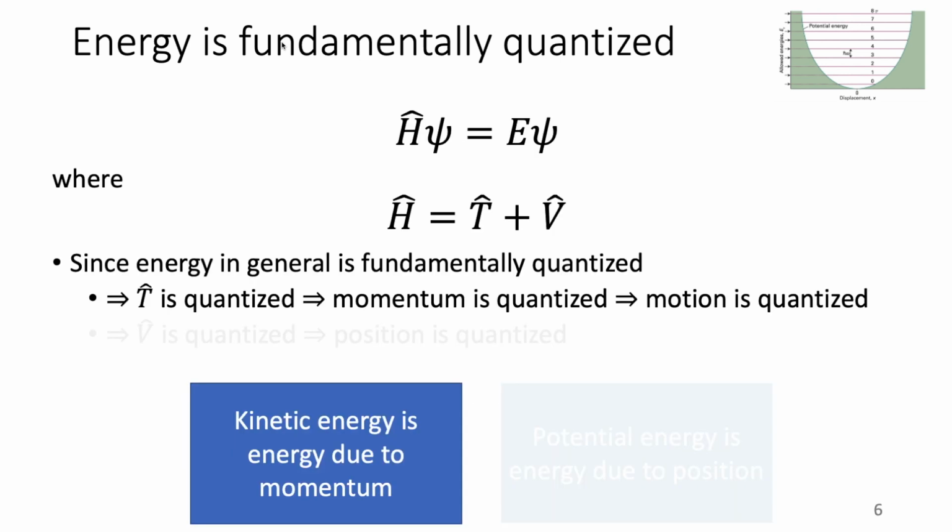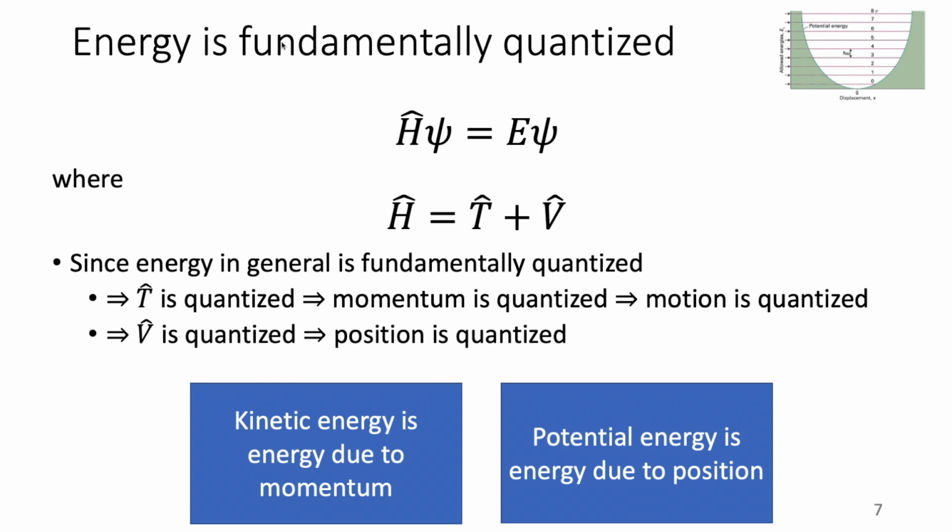So let's expand on this notion that energy is fundamentally quantized. If energy is fundamentally quantized, then the components of it must be quantized as well. So the separate kinetic and potential energy operators must also be quantized. Kinetic energy, this T hat here, is energy due to momentum, right? Any kind of momentum is this type of energy. So if that is the only thing that can change and determine how much kinetic energy something has, then the motion must be quantized as well, because momentum is things in motion.